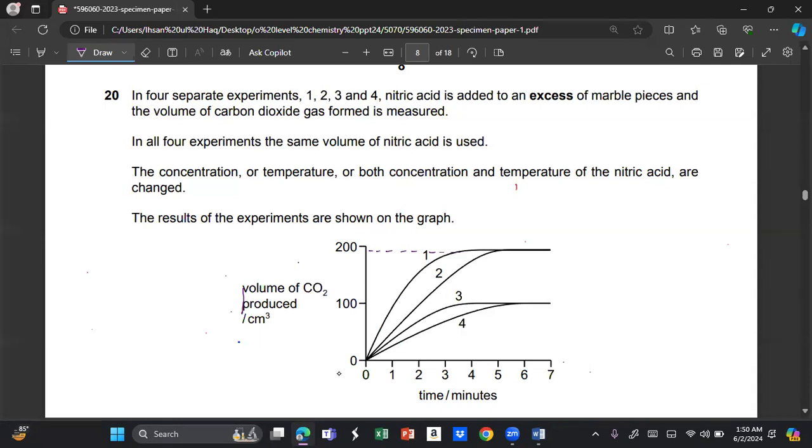You can see on the x-axis time is given. In chemistry, we usually write time in minutes. Please keep in mind, on the y-axis, we are given the volume of carbon dioxide produced during these reactions.